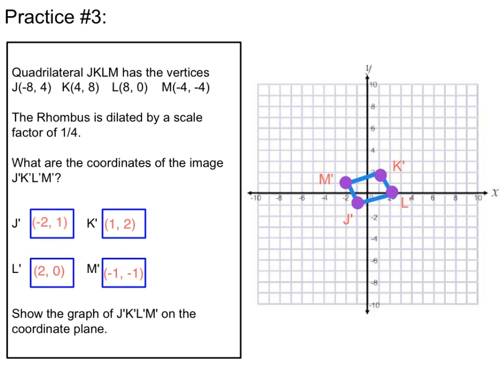Alright, how did you do? Did your points end up where my points are? Is your shape in the same place as my shape? If it is, good job. If not, go ahead and check to see where you went wrong. You should have been multiplying every single one by 1/4. If you weren't a big fan of fractions, you could always divide 1 by 4 in your calculator, get 0.25, and multiply them that way to make sure that you got the correct answers.